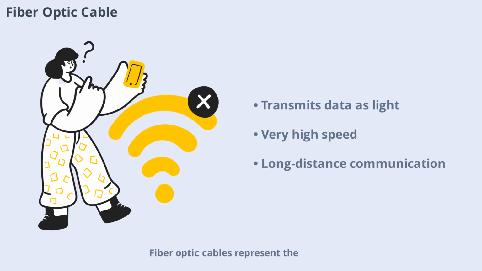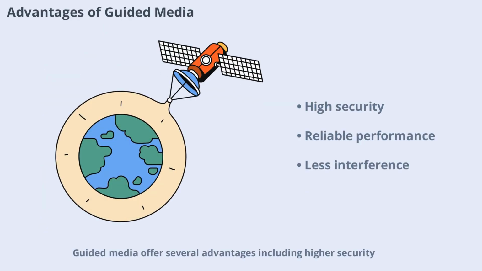Fiber optic cables represent the cutting edge of guided transmission media. Instead of electrical signals, they use pulses of light to transmit data, allowing for extremely high speeds and long-distance communication. These cables are made of thin strands of glass or plastic, protected by layers of insulation and a tough outer jacket. Fiber optics are immune to electromagnetic interference and are widely used in backbone networks, internet infrastructure, and high-speed data connections.